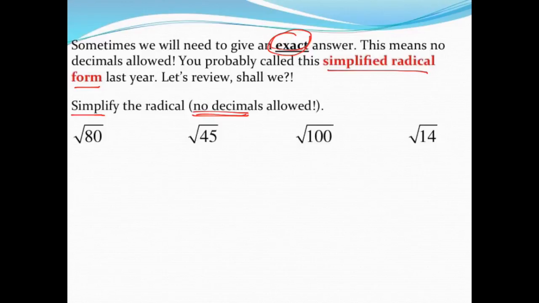So let's take the square root of 80 for example. It's not a perfect square. If you were to type it in your calculator, you're going to get some big long irrational decimal. I don't want that. Instead what we're going to do is a factor tree. Let's think of two numbers that multiply to give you 80. Off the top of my head, I come up right away with 8 and 10.